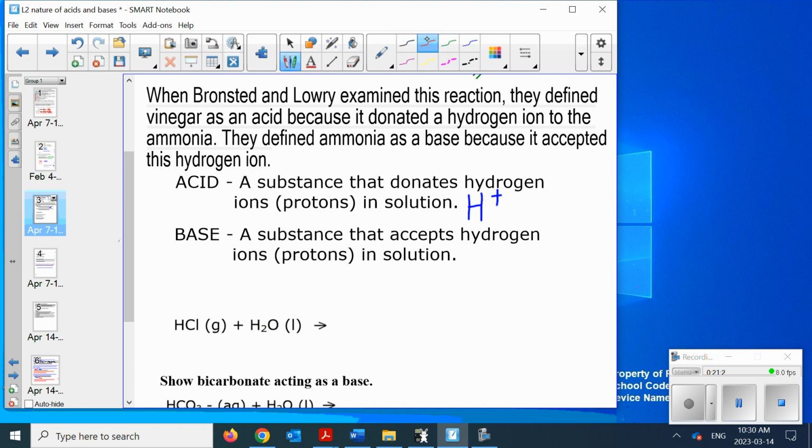Like this. So HCl gives up... Oh, we should label this first. We know this is the acid. So we have acid-base pairs. The water is going to act as a base in this situation.